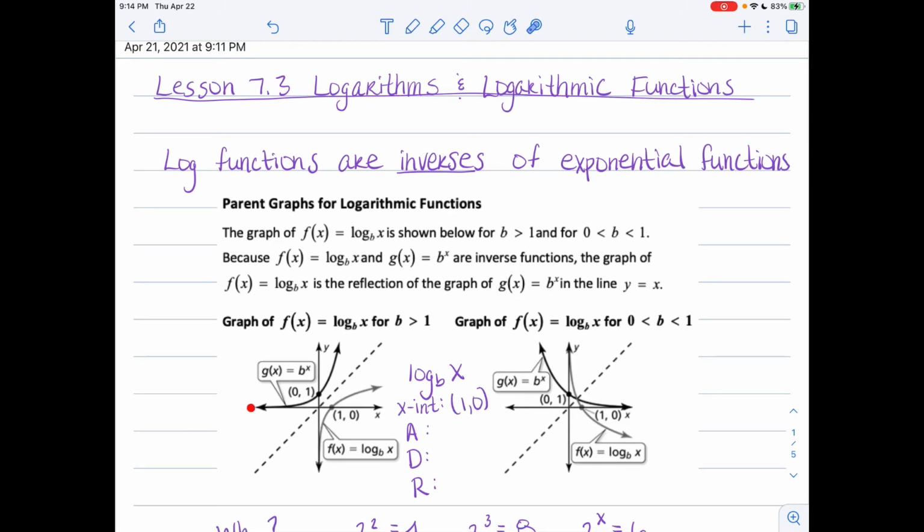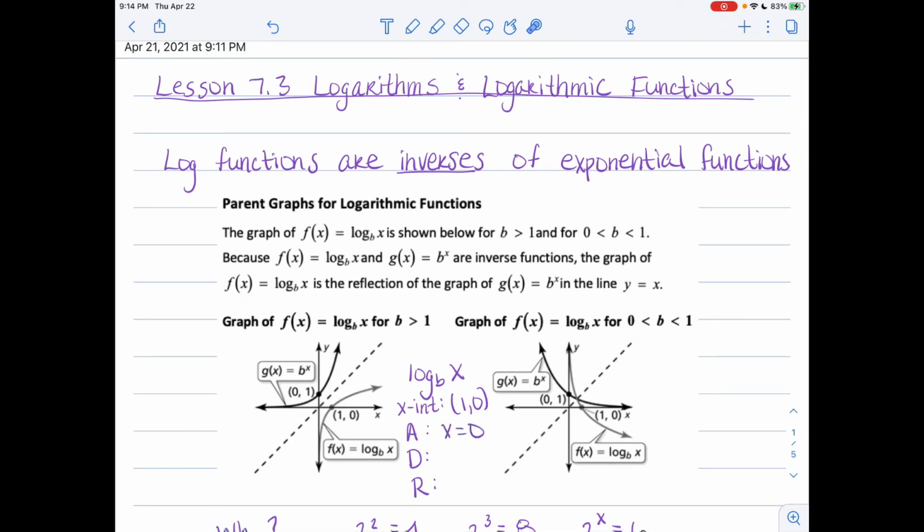This time, instead of having a horizontal asymptote at the x-axis, well, we have a vertical asymptote. We don't cross the y-axis. So our asymptote is at x equals 0.